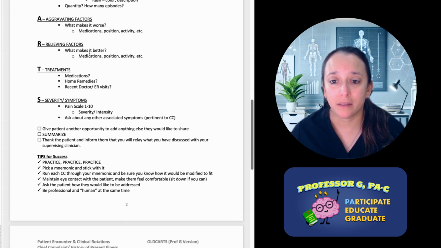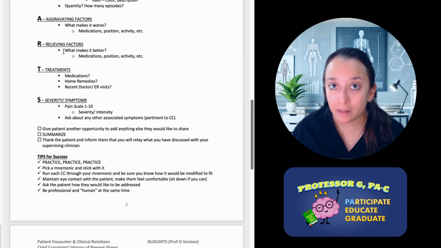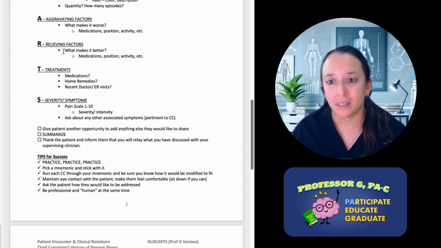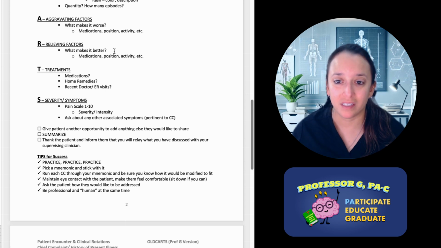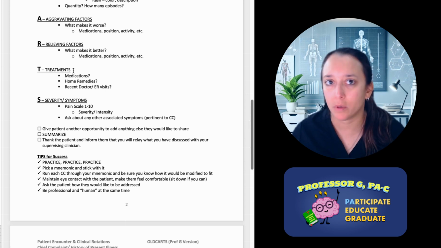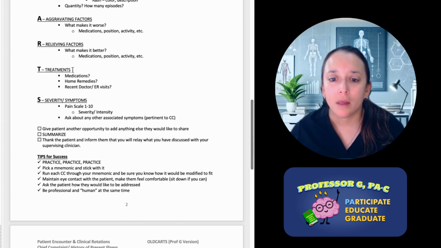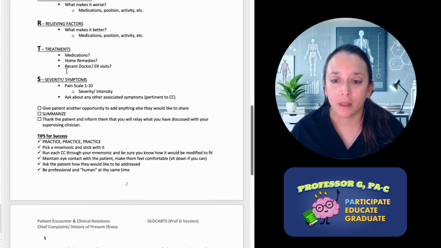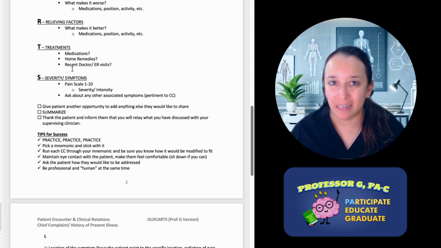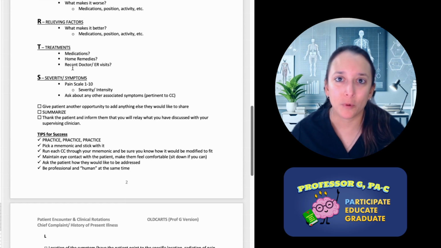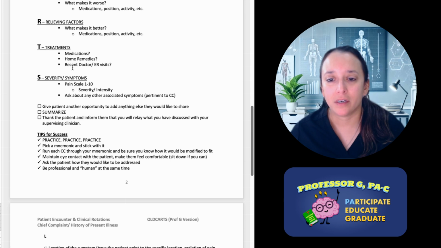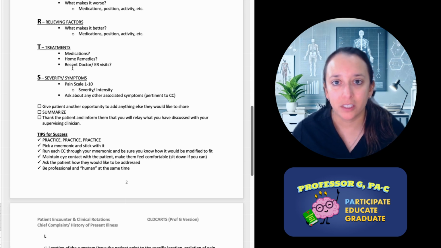And then making it better, I like to start with, is there anything that makes it better or what makes it better? Because if you ask them if they've tried anything to make it better, that kind of cuts out positions or certain activities, and they might think just straight up treatments like what you can get over the counter. So then moving to treatments, these are going to be not just medications, but any type of treatment like ice for a knee pain, over the counter remedies, home remedies, teas, all sorts of stuff, herbal medication. You never know. So I like to start, have you tried anything for the medication, any treatments?